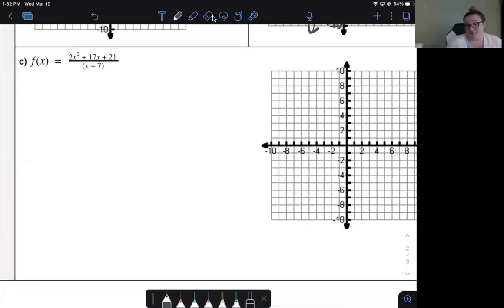Do the entire thing. Factor it, simplify it, graph your line, find your undefined point, add that to your graph, and fill in the rest of your graph. Good luck.